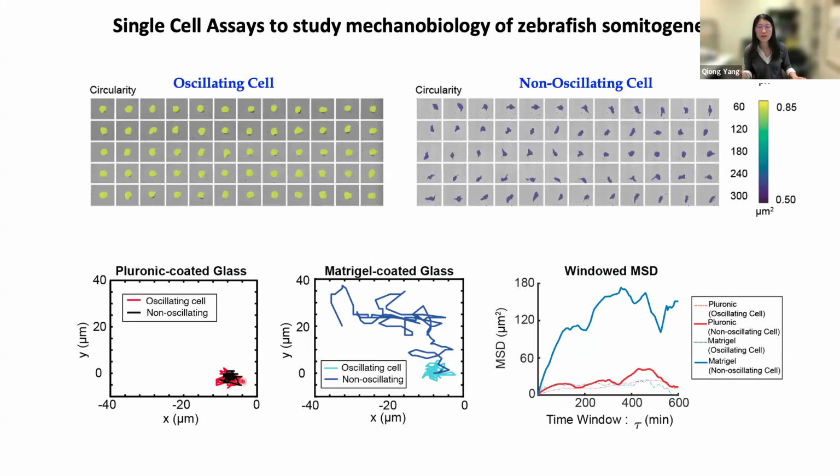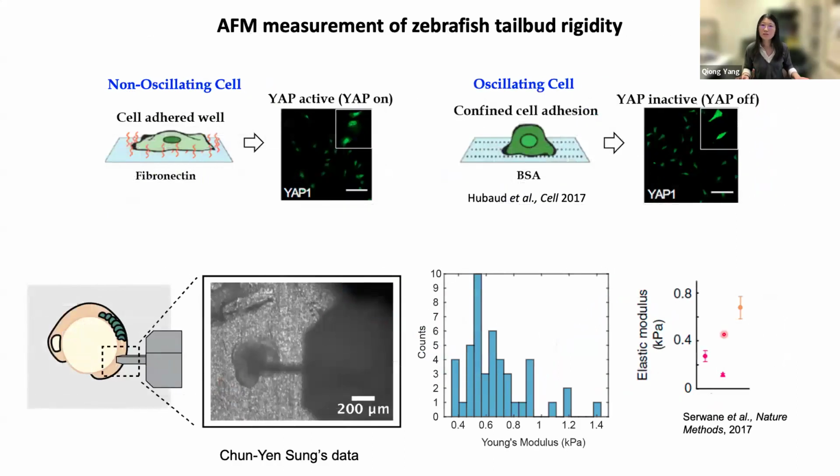So they maintain the round shape regardless of the oscillating and the non-oscillating. However, in the matrigel coated glass, these non-oscillating cells, when they are polarized, also show high MSD. And this actually indicates it might be relating to some mechanical signal that the cells can sense and eventually talk down to the genome level.